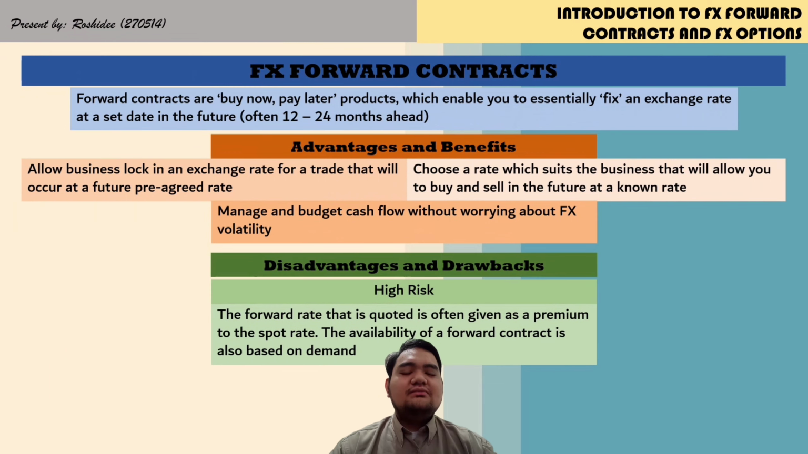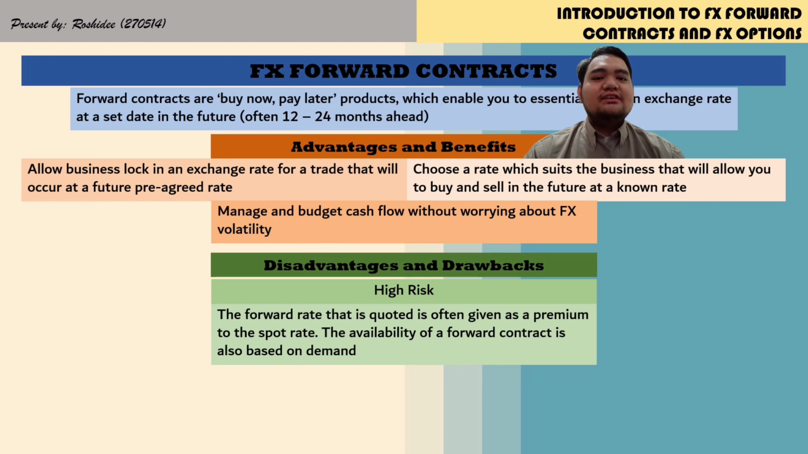Firstly, I will talk about the foreign exchange forward contract. Forward contracts are buy now and pay later products which enable us to essentially fix an exchange rate at a set date in the future, and it often leads 12 to 24 months ahead. It also involves two parties. One party agrees to buy currency at the future date, and it's known as taking the long position, and the other party agrees to sell the currency at the same time, and it's known as taking the short position.